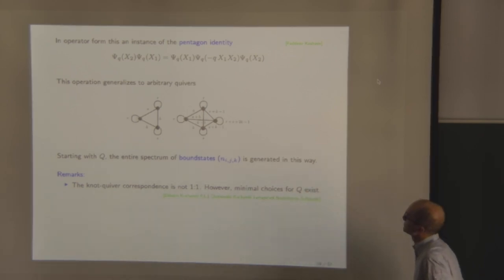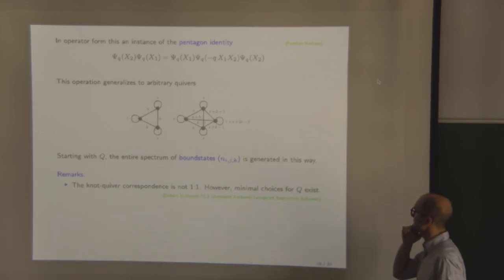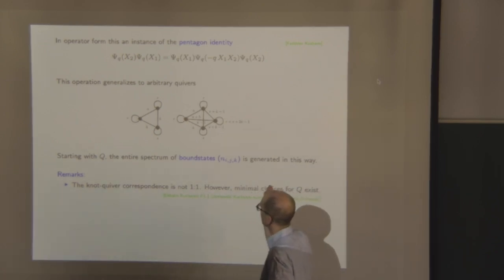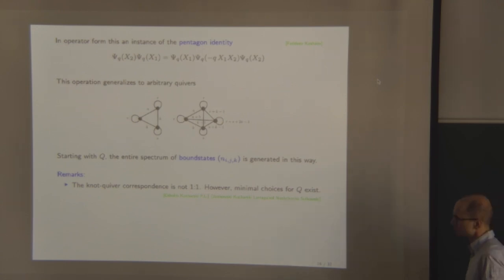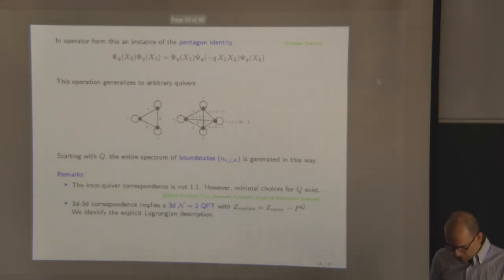So there's many more things to say that we've explored in the paper, and they've been explored in other works. But the main upshot from this discussion is that we learn right away that the knot-quiver correspondence is not one-to-one, but there are minimal choices for the quiver. So there are quivers with a minimal number of nodes.